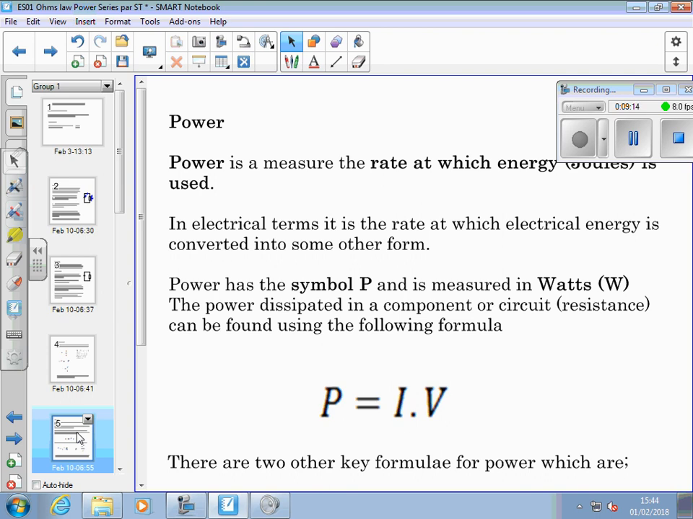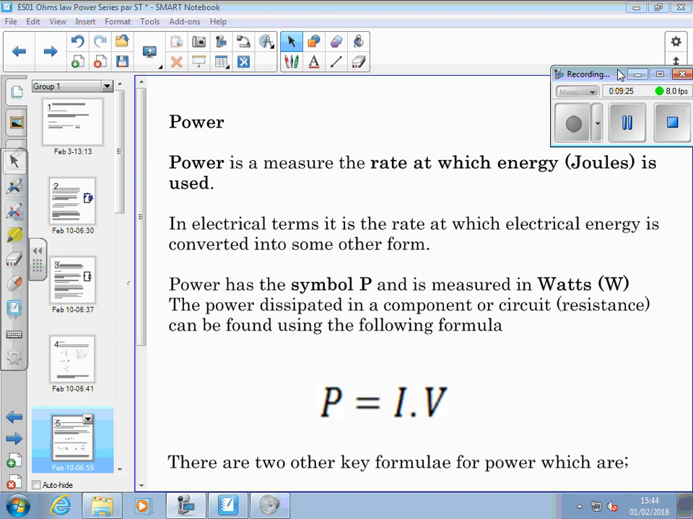Alright. The other main electrical quantity we'll need to be considering is power. Power is the measure of the rate at which energy, measured in joules, is used. So 1 watt is when you're using 1 joule per second. In electrical terms, it's the rate at which electrical energy is converted into some other form. Power has the symbol P and is measured in watts.